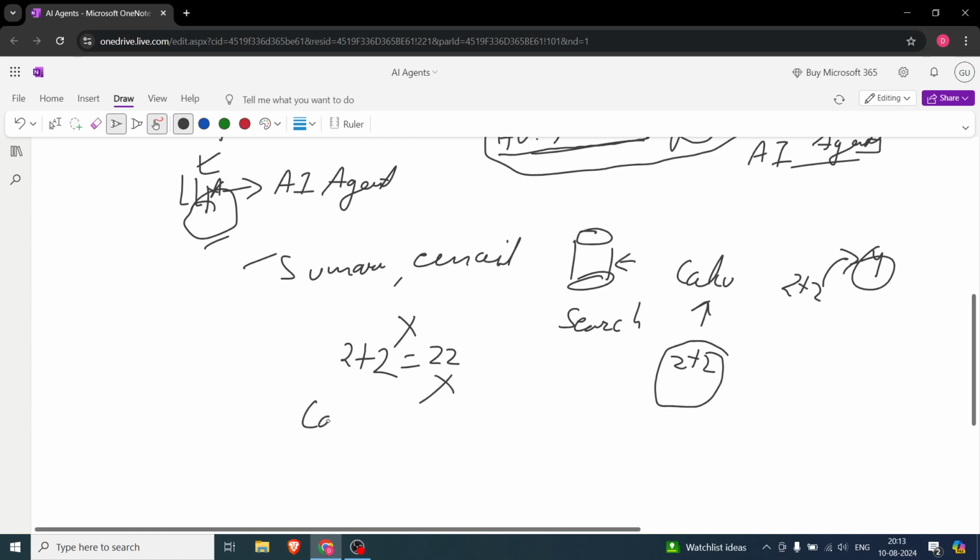However, if you add a calculator to it, you will have 2 plus 2 equal to 4, and this is guaranteed. Okay, so this is the difference. Here the answer is guaranteed, here the answer can be wrong, and we all know that LLMs can make mistakes. There are hallucinations, and there are so many problems that occur with LLMs.